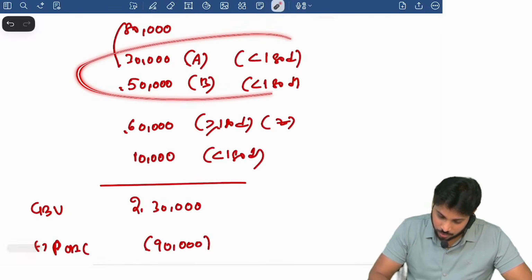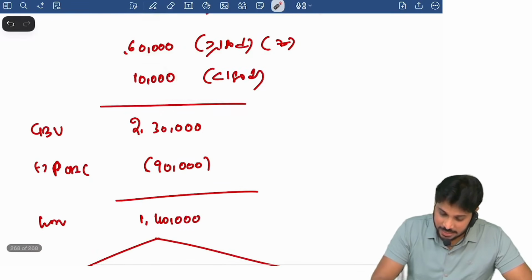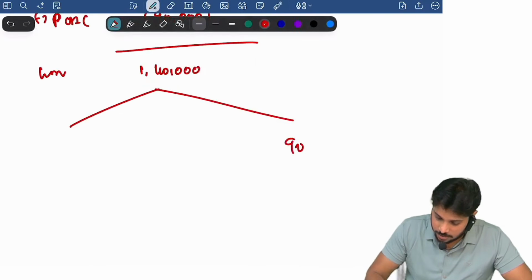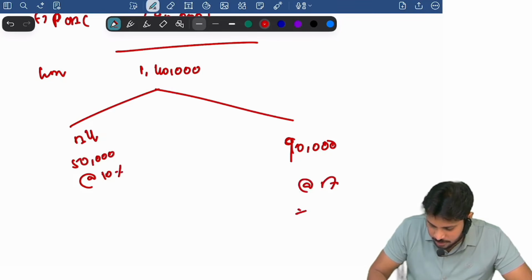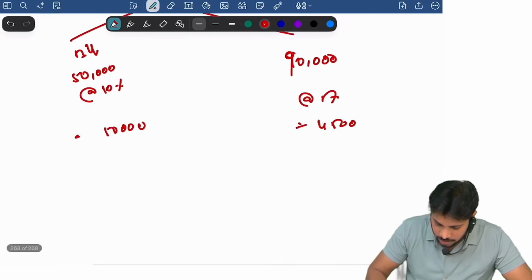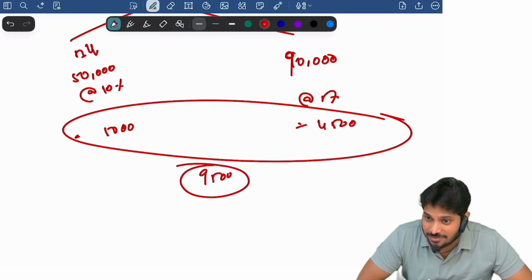Now this 1,40,000 I will allocate for less than 180. Oh my god, this much is there. 80 plus 10, 90. Less than 180. How much is there? 90. Yes or no? More than or equal to 180, balancing figure 50. This is depreciable at 10%. This is depreciable at 5%. 4,500. This is 5,000. Total depreciation 9,500. Am I right?